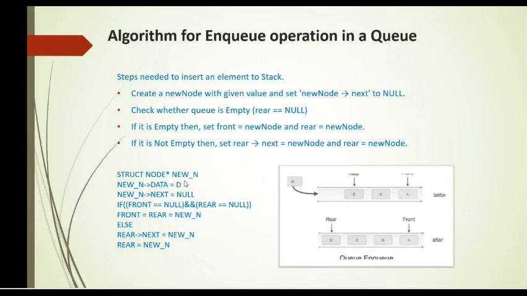Suppose we create a new node and set its data equal to d, which is the element taken from the user. Now we will make its next as null. So if rear and front both are null, we will set front and rear as the new node. Else we would increment the rear pointer to the new node. So it would enter a new node with the required data element into the queue. So that is how enqueue operations are performed.